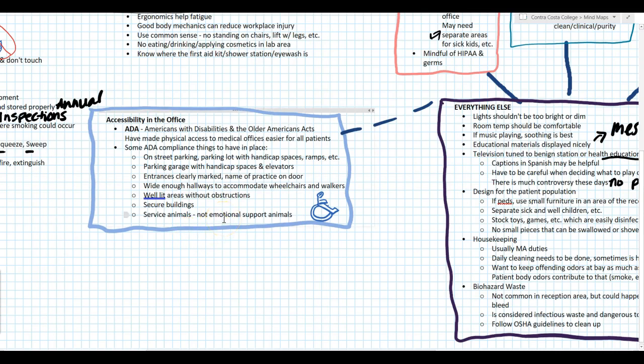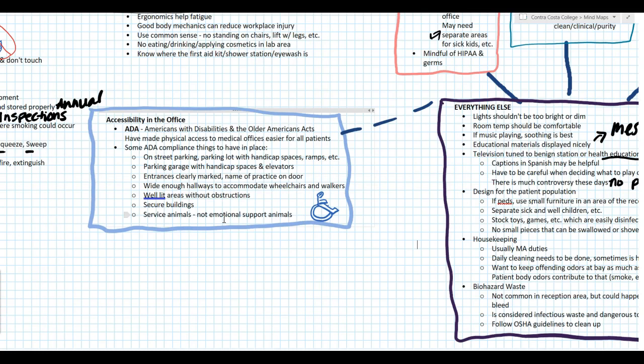The entrances should be clearly marked, with the name of the practice or the physician on the door, so that it's easily identifiable to those that are coming into the building. Wide enough hallways to accommodate wheelchairs and walkers and other assistive devices. Well-lit areas without obstructions. Secure buildings, which means that it's safe for our patients to go to and from the building at any time of day. So that could include things such as security systems, cameras, electronic keypads, and so on.